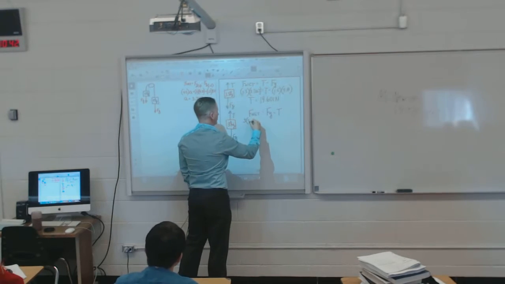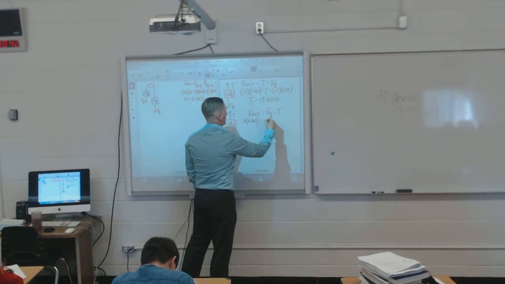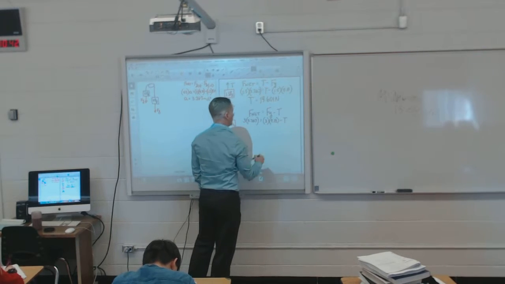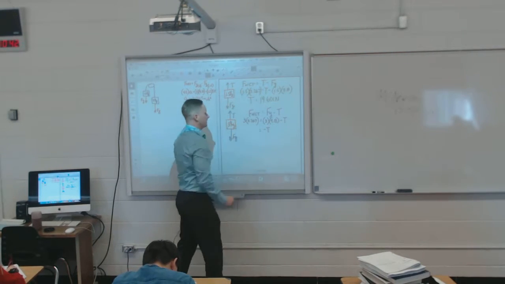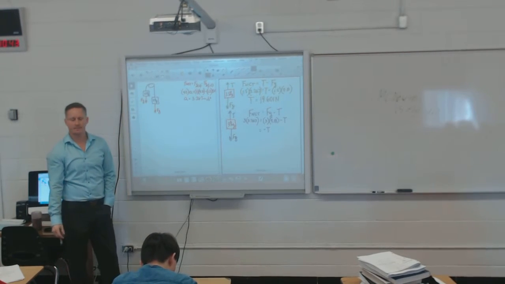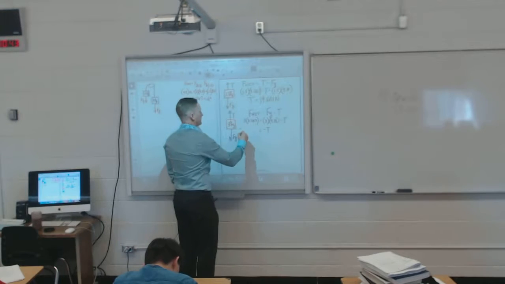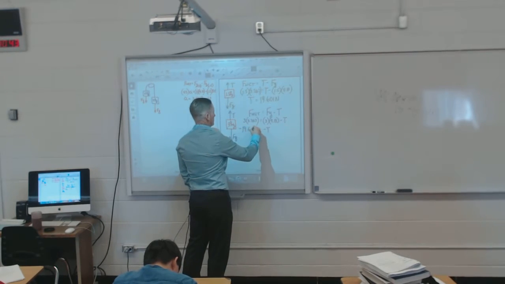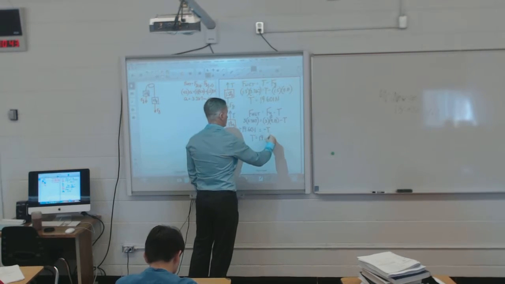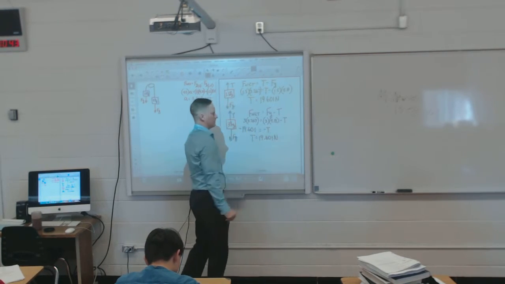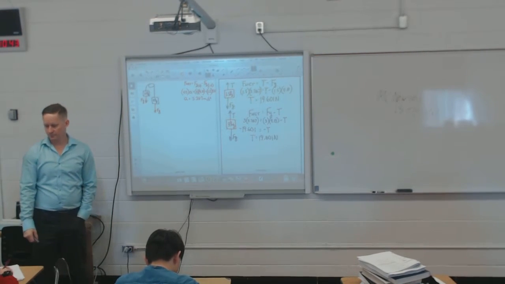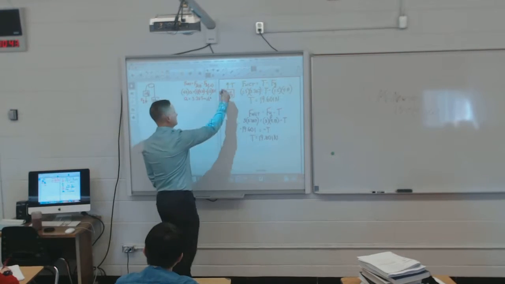So 3 times 3.267 equals 3 times 9.8 minus my tension. So 3 times 3.267, subtract 3 times 9.8. It works out to the same value, 599, pretty close.